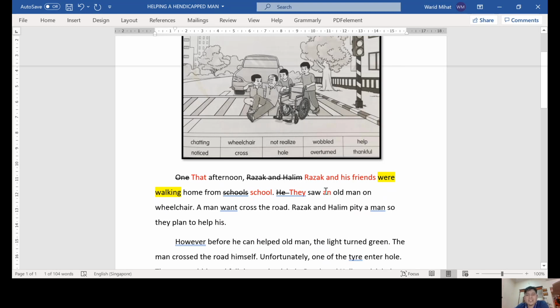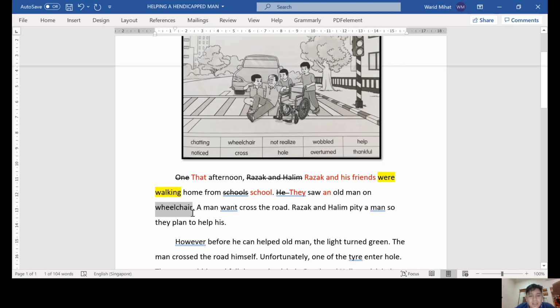Why do we put an article an here? Because old man is singular. Okay, so they saw an old man on wheelchair. Okay, are there two errors here? But let's settle the first one. The first one is that wheelchair.